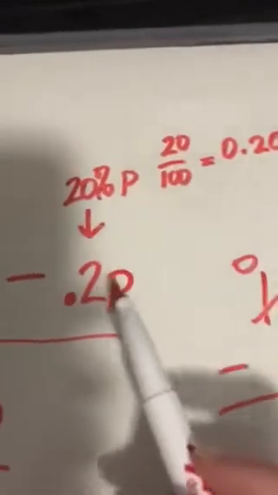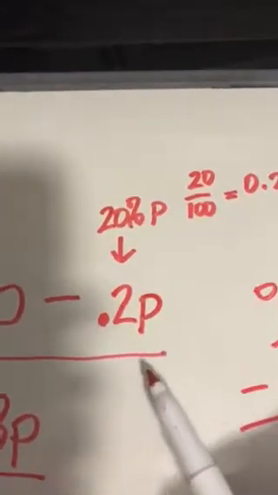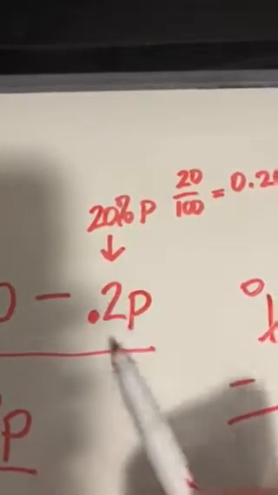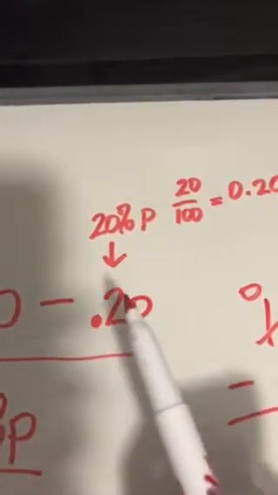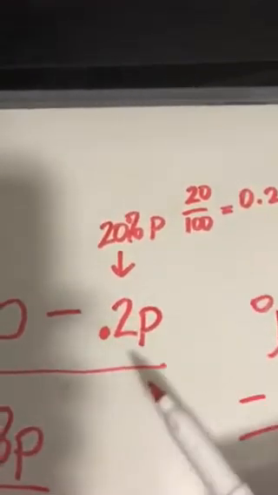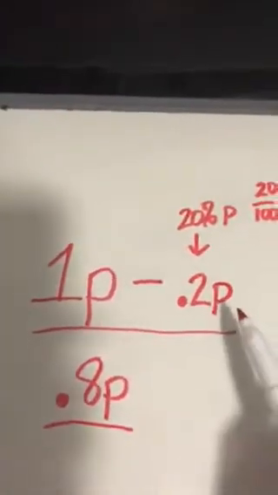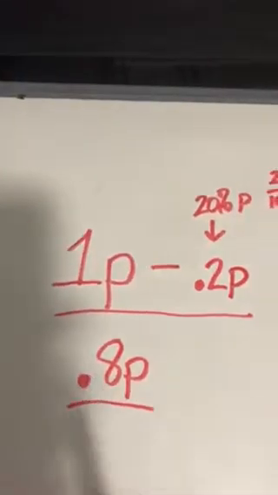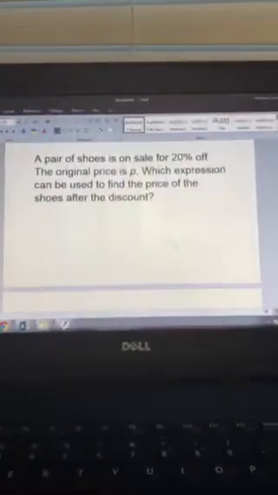A lot of people want to mistakenly think that this is the expression that you would use to find the price of the shoes, but this expression is 20% of the price. And they're definitely not taking 80% off and letting you pay 20%. They're taking 20% off and you're stuck paying 80%. Let's look at another example for percent.